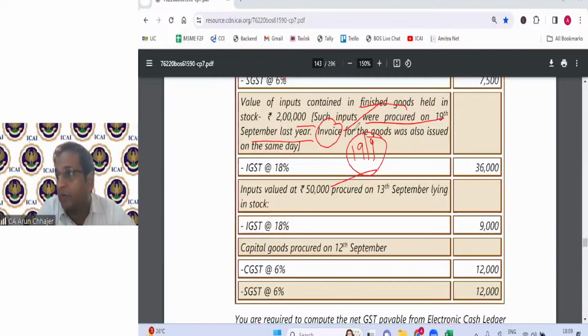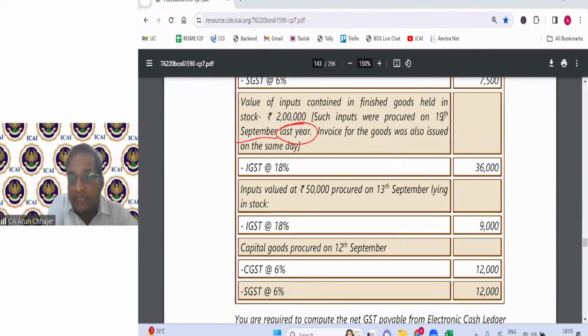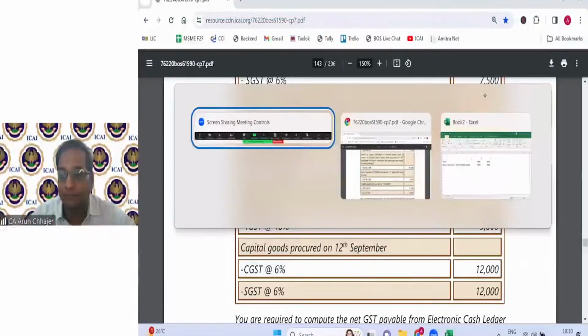Is there any problem or it is okay? अगर लास्ट ईयर 19 सितंबर का है तो क्या कोई प्रॉब्लम है या इट इज ओके? आई विल टेक द आईटीसी. I will take the ITC. Please confirm.